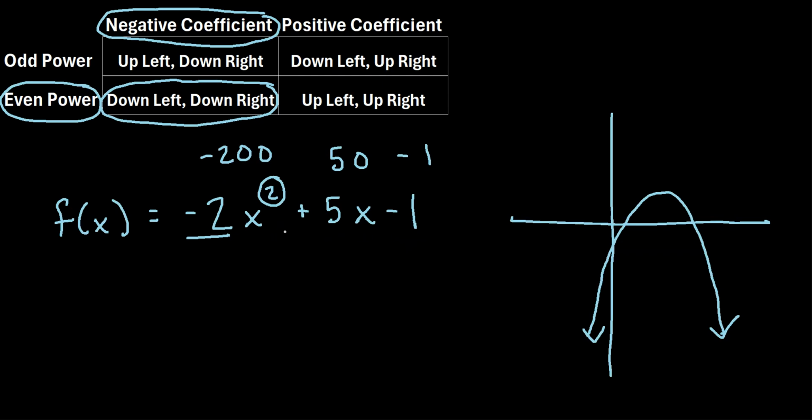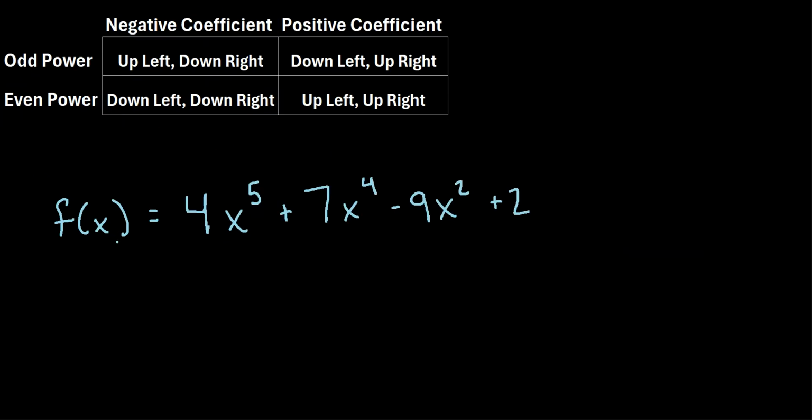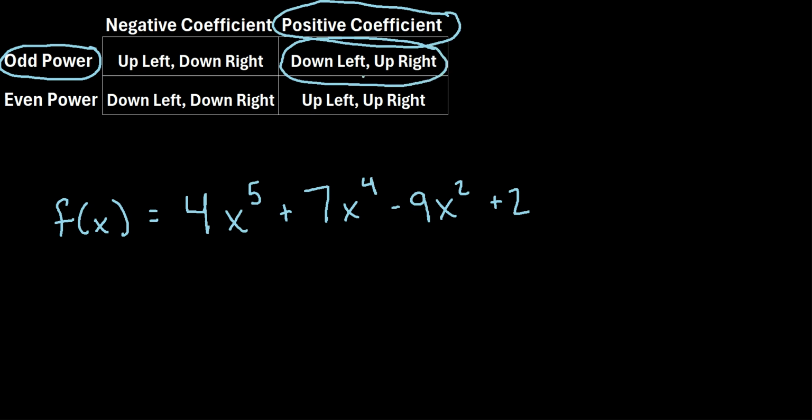So let's take a look at a few more examples of how we can use the leading coefficient test. All right, let's say we have this polynomial right here, and we want to know the end behavior of the polynomial. So first, let's identify the term with the highest power. That would be this one right here. It has a power of 5, and that is an odd number. So let's circle odd on our grid up here. And then the coefficient is a 4, so that's a positive number. So let's circle the positive number. In the place where these two intersect, it says the graph should be going down to the left and up to the right. So that's our answer.